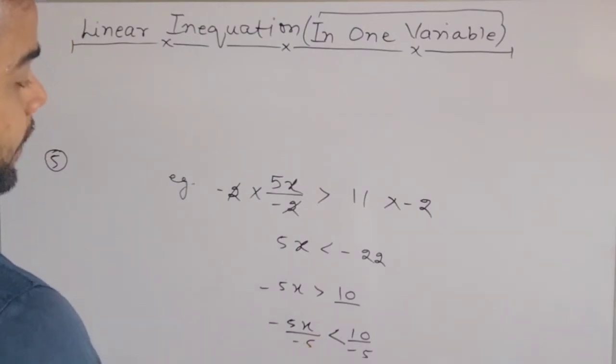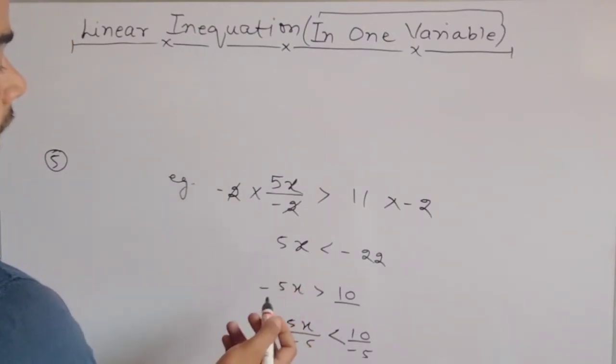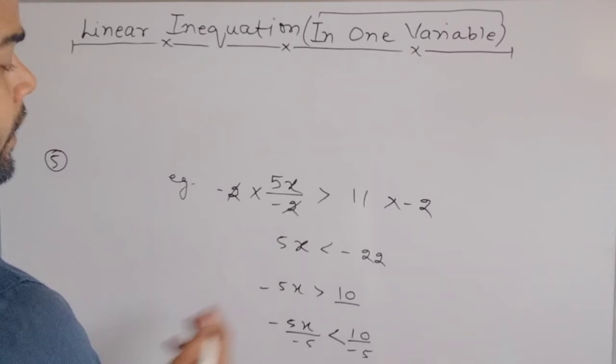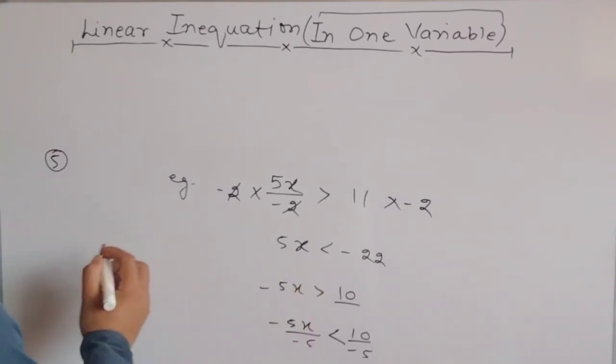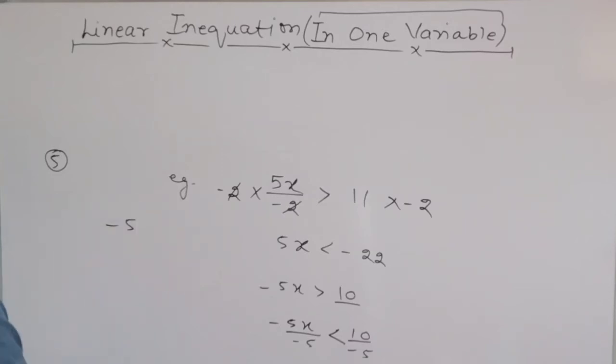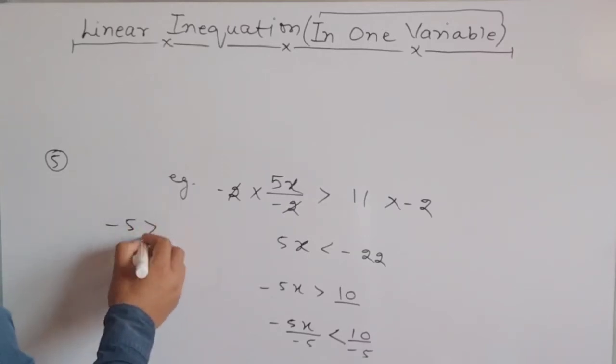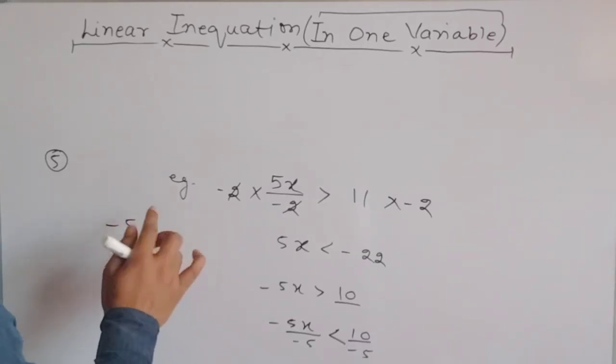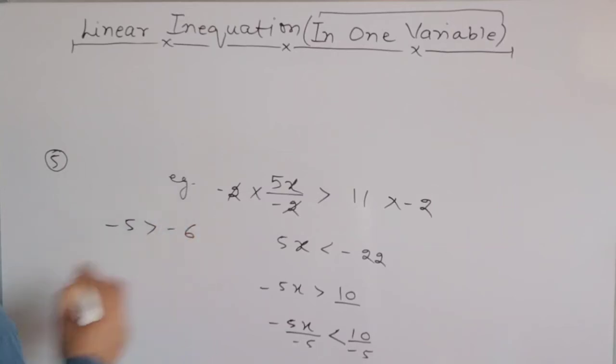So why does this happen? If we multiply or divide an inequality by a negative number, the sign of inequality will reverse. Why? Because if we take an example, minus 5 is greater than minus 6. Okay, minus 5 is greater than minus 6.